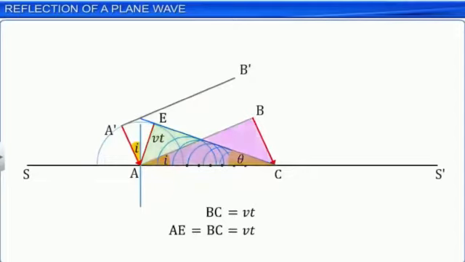The triangles AEC and ABC are right-angled triangles with the common side AC, with the other two sides equal, AE and BC. Therefore, these two triangles are congruent. Hence, the angle BAC is equal to the angle ACE. This means the angle of incidence should be equal to the angle of reflection. That is, the angle of incidence i is equal to the angle of reflection theta. This is the law of reflection.